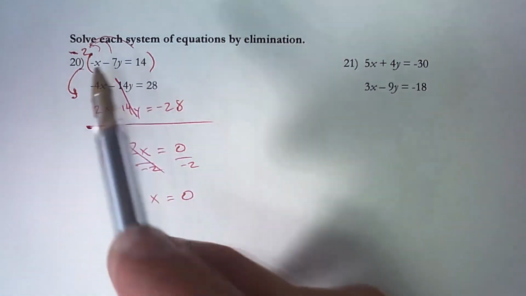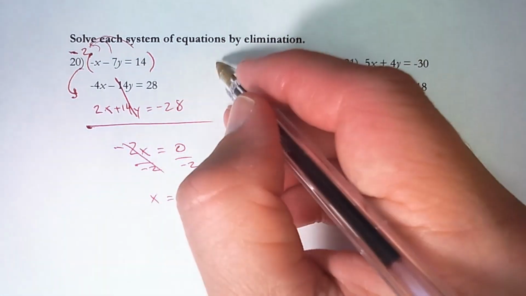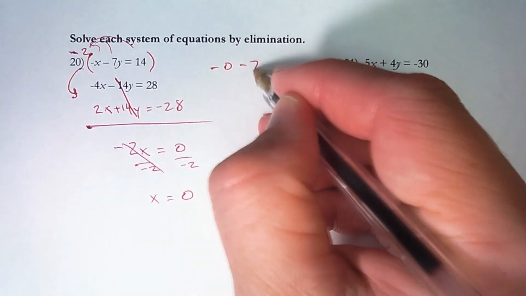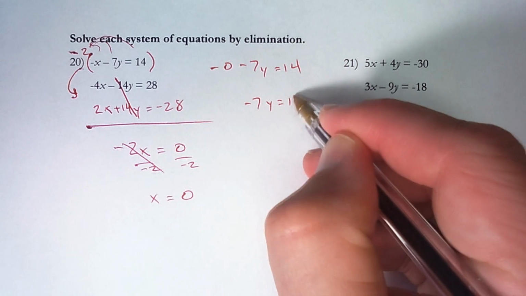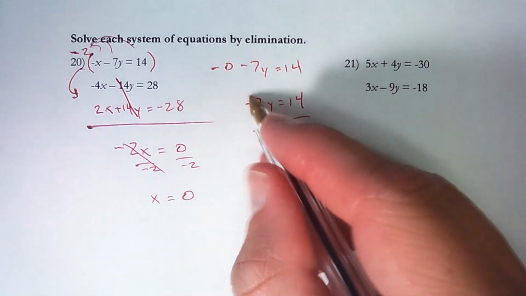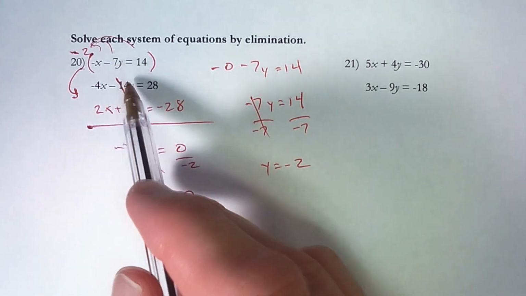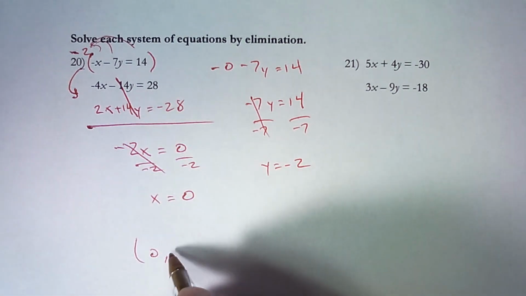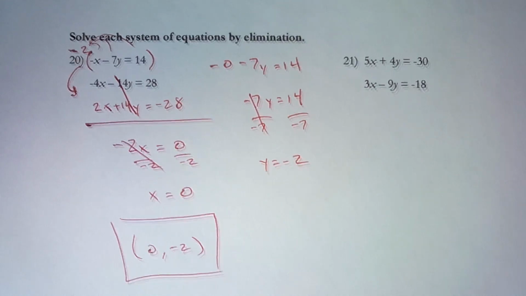So there's my x value. I will plug that into this top equation. Negative 0 minus 7y equals 14. So that's negative 7y equals 14. And when I divide by negative 7, I get y equals negative 2. Okay, so that means that these are 2 lines that will intersect at the point 0, negative 2.